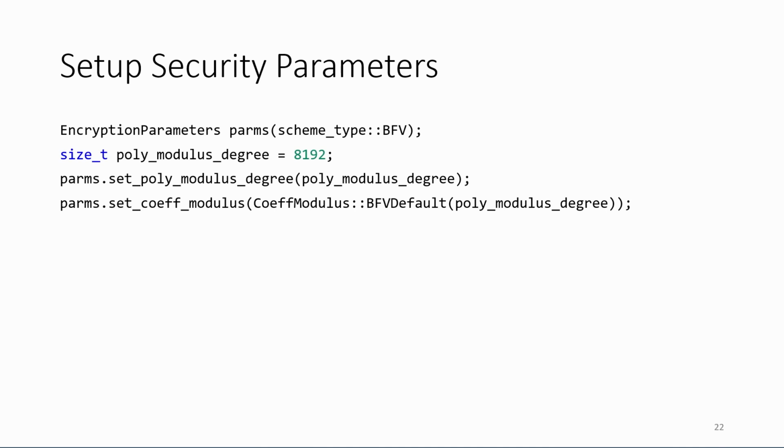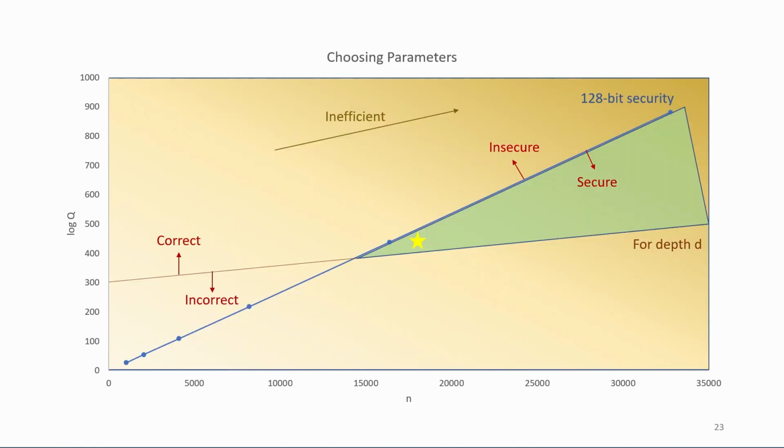So this is very easy to set up security parameters if you want to use some default parameters from SEAL. Well, this is a better view to choose your parameters. Let's say this is n, and the y-axis is log Q. This blue line marks the 128-bit security threshold. Above it is insecure. For certain depths or certain circuits, this brown line marks the correctness. When your Q is larger than this, you get correct decryption.